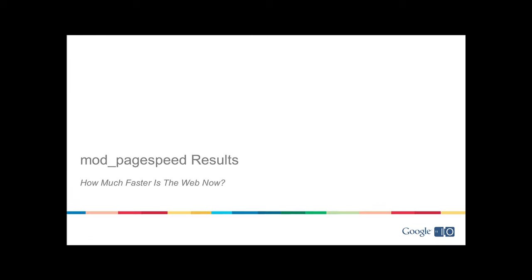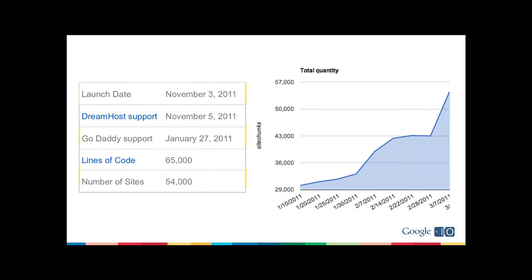So how much faster has this made the web? So far, this has been launched for about 6 months. We launched in November of last year. A few days after that, DreamHost, a hosting provider, made it a push button on their control panel. So any DreamHost hosted site can push a button, and mod PageSpeed is activated on their site. A couple of months later, we announced with GoDaddy, the dominant hosting provider, who has a similar push button flow. It's actually a config file change, but any GoDaddy user can enable mod PageSpeed with basically a line in a config file.